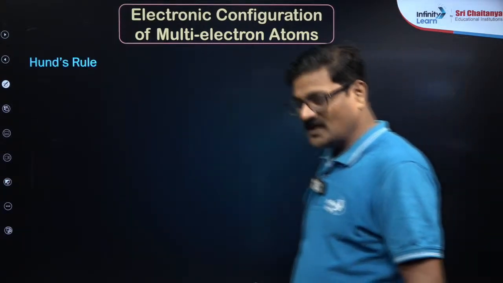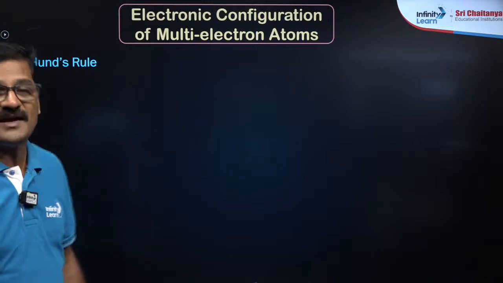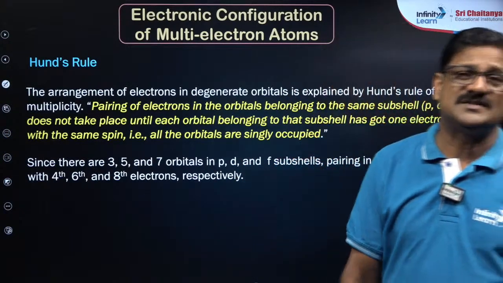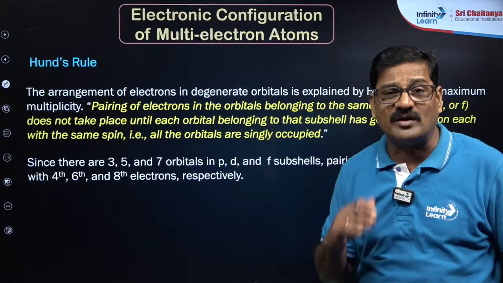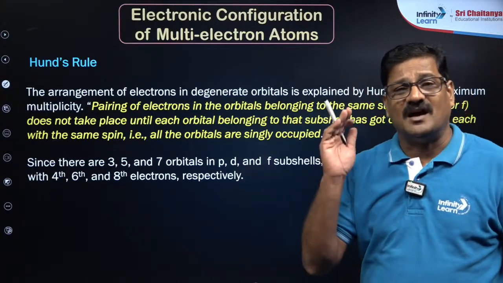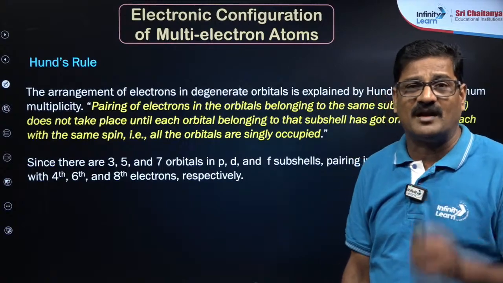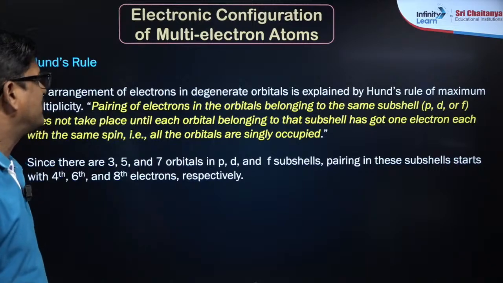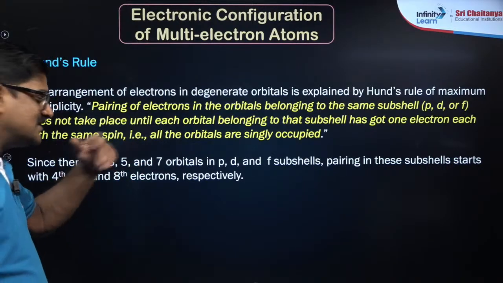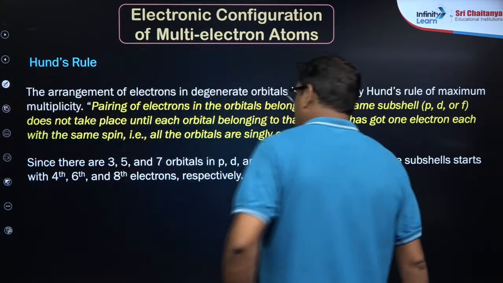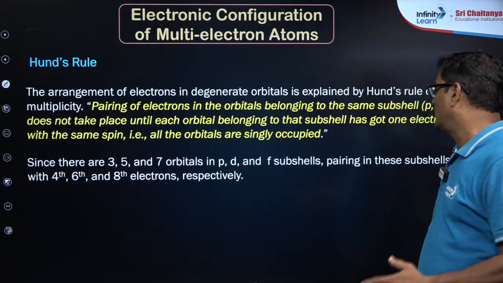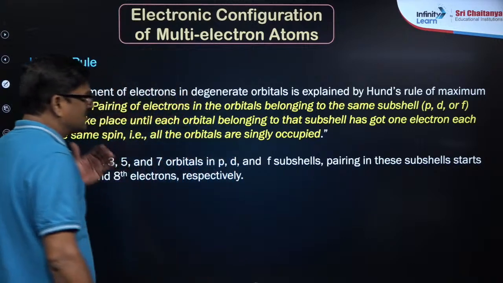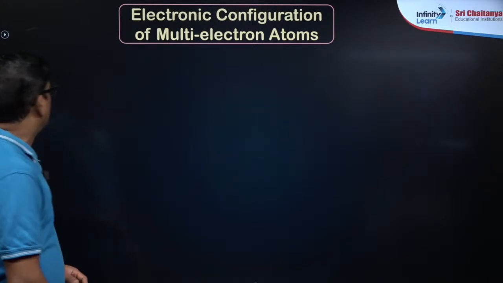Okay, Hund's rule. Hund's rule says, Hund's rule of maximum multiplicity. It says, when a degenerate orbital is filled with electrons, pairing cannot take place unless the orbital is half filled with parallel spin. That is what you call it as Hund's rule. Pairing of electrons in the orbitals belonging to the same sublevel does not take place until each orbital belonging to that subshell has got one electron with the same spin. That is, all orbitals are singly occupied. So that's what I want to say.